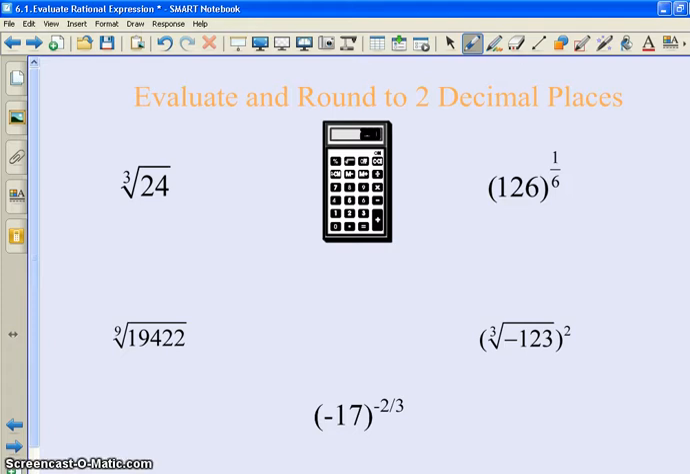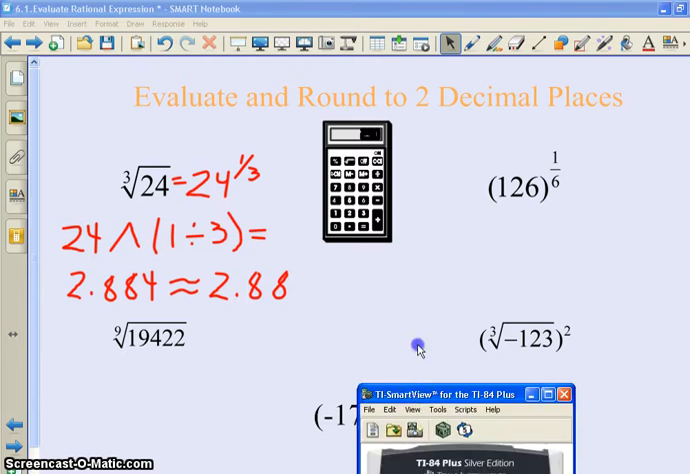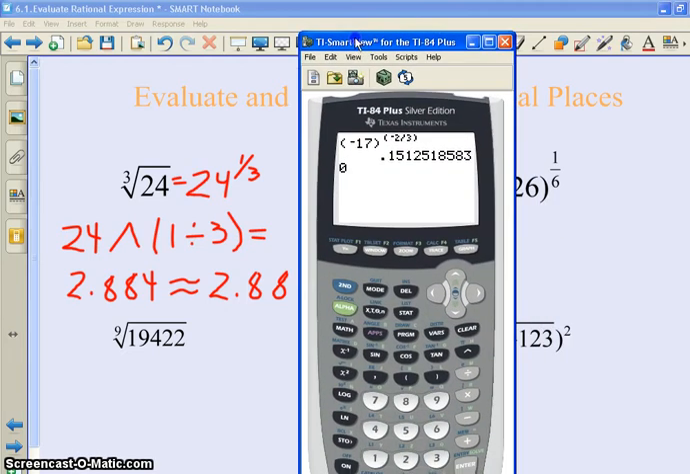So this can be written in exponential form as 24 to the 1/3, which would be 24 caret 1 divided by 3. And then on your calculator, you would end up with 2.884, which rounded would give you 2.88.